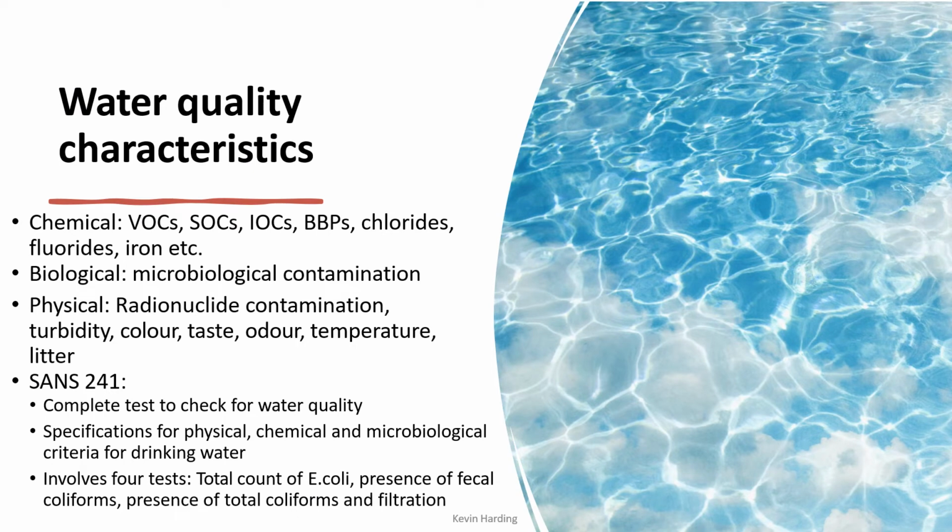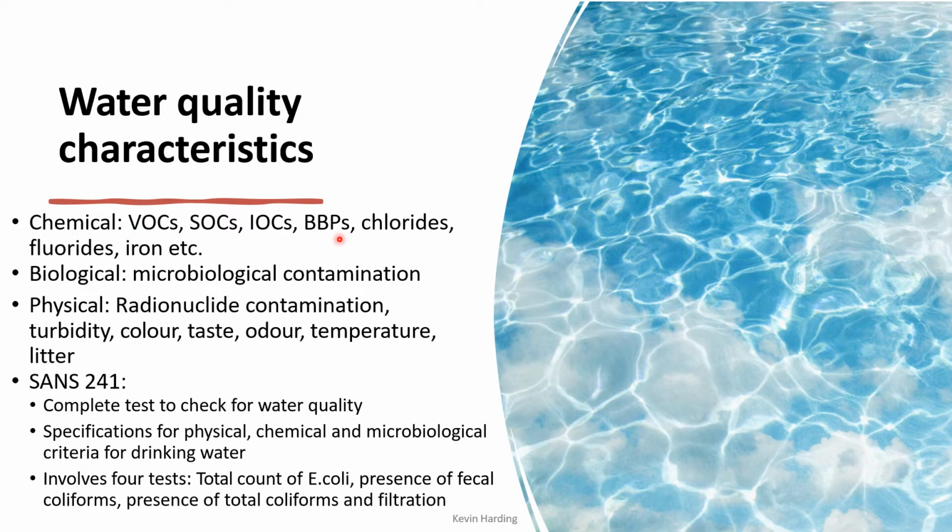What do we look at in terms of water quality characteristics? And there are several different qualities that are all governed, or we can all check them through the SANS 241 standard. So if you look at that, it will tell you how to complete a water check. The main items of this are VOCs, SOCs, IOCs, BBPs. As I mentioned before, there are going to be a lot of acronyms in this course. I'm going to leave this one to you to go and look up what each of these are.